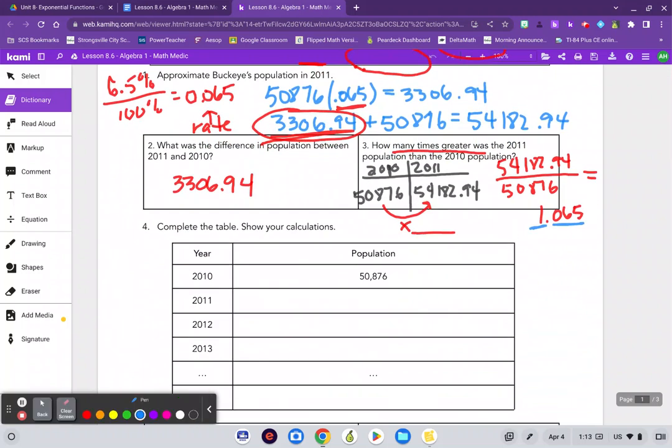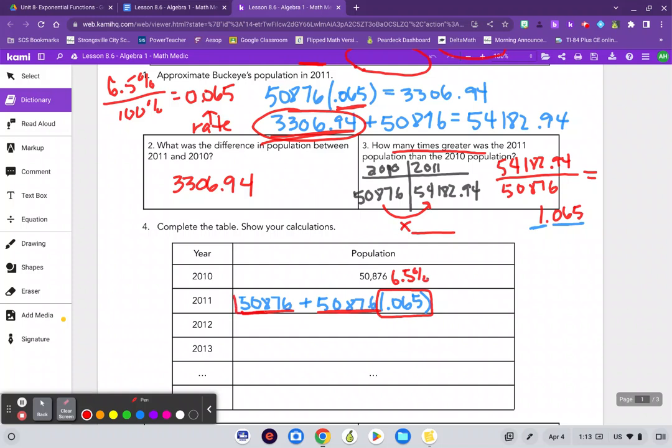Okay, so let's come down here. We're going to complete the table. We're going to show our calculations. All right, so we said that to get the 2011, I want to show my calculations. So to get the 2011, we had to take the 50,876, and we had to add on whatever you get when you multiply 50,876 by 0.065. Now, I want to just pause for a second. I notice that I see this 50,876 twice. And the second one is being multiplied by this rate that was once a percent, 6.5%.